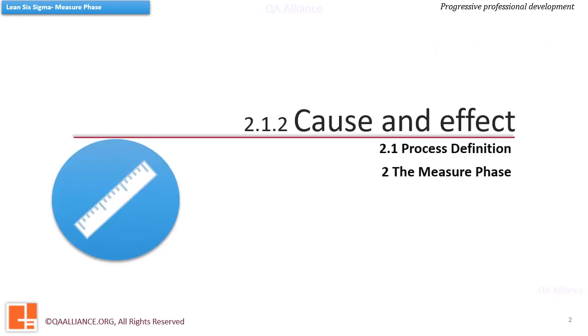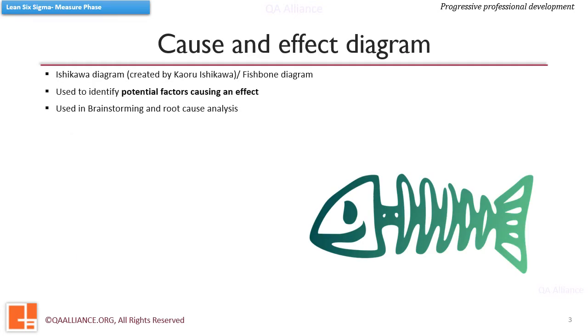Let us see how a cause and effect diagram helps in finding out the process variables, the x's, which are impacting an outcome, the y. Ishikawa diagram was created by Kaoru Ishikawa. It is also known as fishbone diagram as it resembles a fish skeleton. It is used to identify potential factors causing an effect. It is an effective tool to find out the root causes with the help of brainstorming and 5 whys.